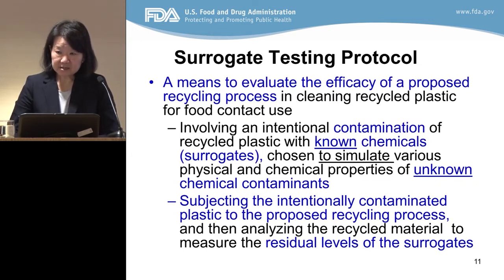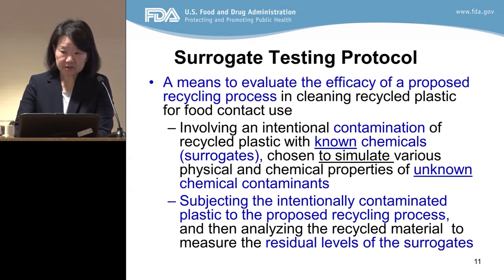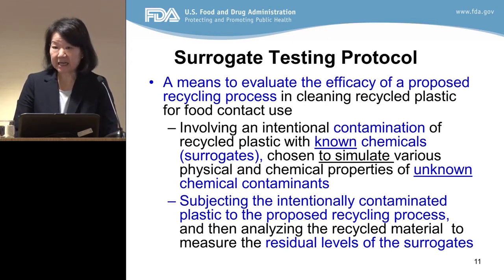And then we intentionally contaminate the material and subject that material to the proposed recycling process. Then we analyze the residual level of the contaminant, which we know what they are, and see how much remains. And from that residual level, we can determine what the potential migration would be.